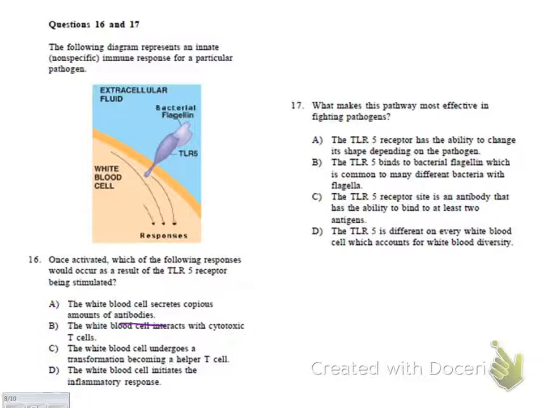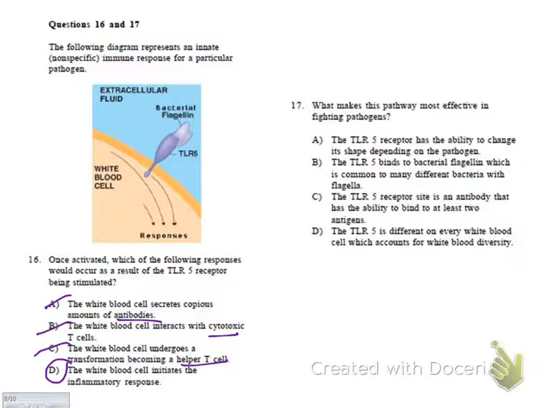I think I didn't record me going over 16. Talking about on 16, it's the innate. So you had to have known that innate is inflammation. It's not antibodies, that's acquired. Cytotoxic T cell, that's acquired. Helper T cell, that's acquired. So the correct answer had to have been D.